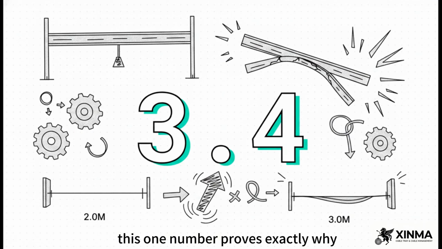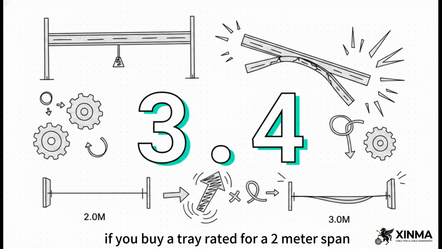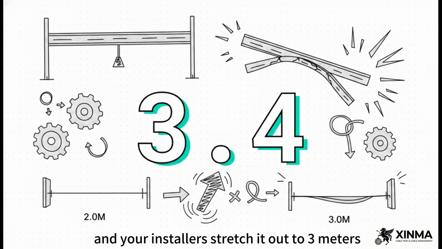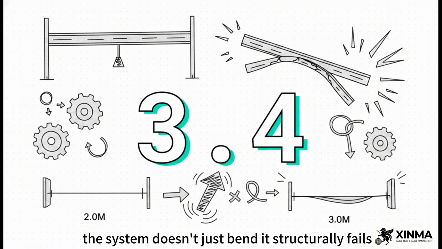This one number proves exactly why you must check the interconnected math before you buy. If you buy a tray rated for a 2-meter span and your installers stretch it out to 3 meters just to dodge an HVAC duct, the system doesn't just bend, it structurally fails.